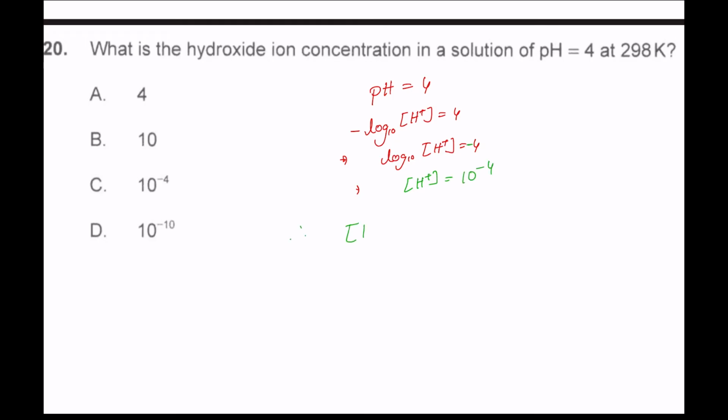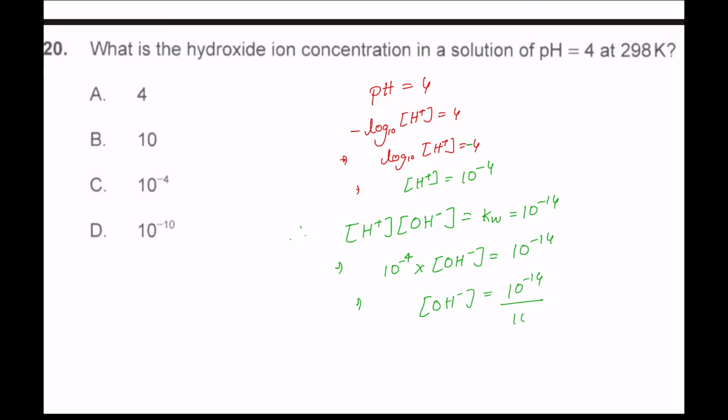Now, I know for any solution where water is the solvent, at 298 kelvins, the product of the H plus ion concentration and the OH minus ion concentration is Kw. Kw is a constant called the ionic product of water, with a value of 10 to the power of minus 14 at 298 Kelvin. The H plus ion concentration is 10 to the power of minus 4. So the OH minus ion concentration will be 10 to the power minus 14 divided by 10 to the power of minus 4, which is 10 to the power minus 14 times 10 to the power of 4, which is 10 to the power of minus 10. So option D is the correct answer to this question.